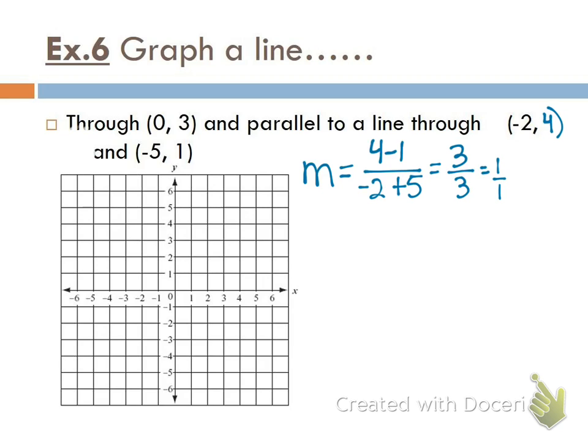So if we want our line to be parallel to that line, we want our new slope to also be what? 1. We want to use the same slope if we want our line to be parallel. Same exact slope. So if that slope was 1 over 1, our slope will be 1 over 1. I'll go ahead and graph the first point that they gave us at (0, 3). Where's that going to be?